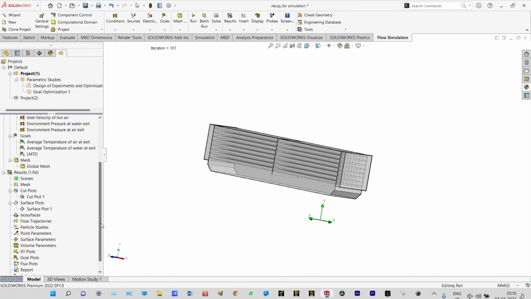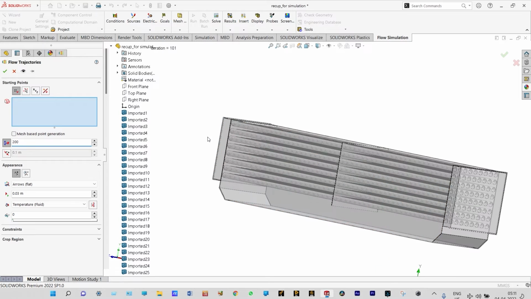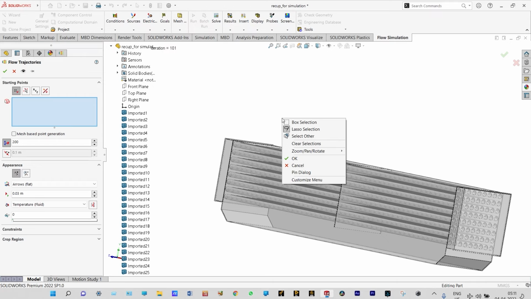Next, you want to see the dynamics of flow particles. That means how the different fluid particles will be moving through this heat exchanger. So flow trajectories, insert, and instead of 20 numbers we want to make this one 200 numbers of flow particles, and the size of particles we're considering as 0.03 meter, as this is actually a very big model. This model is used in a specific processing industry. Let us start from the locations from which the particles will be starting.